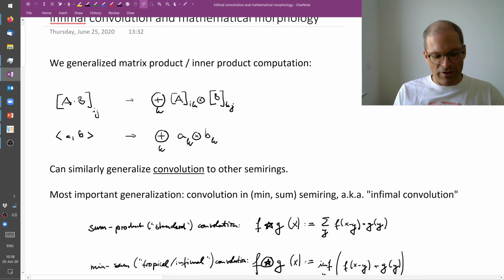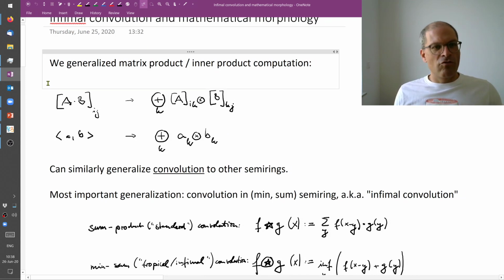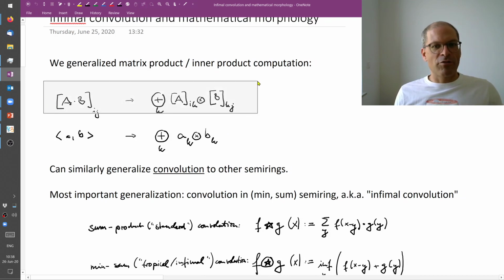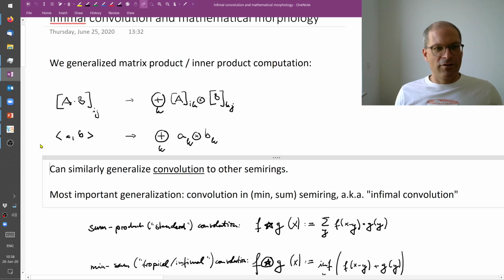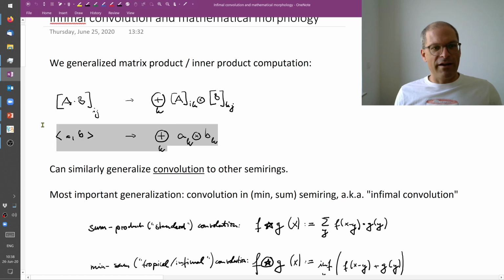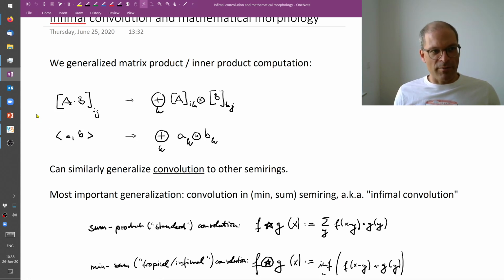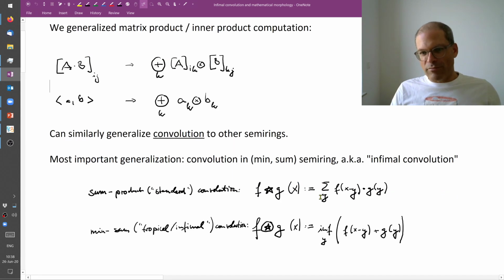Here is how we wrote a generalized matrix product, or we could similarly write a generalized inner product. And you remember that convolution could also be expressed as matrix multiplication by multiplication with a triplets matrix. Or I can do it like this.